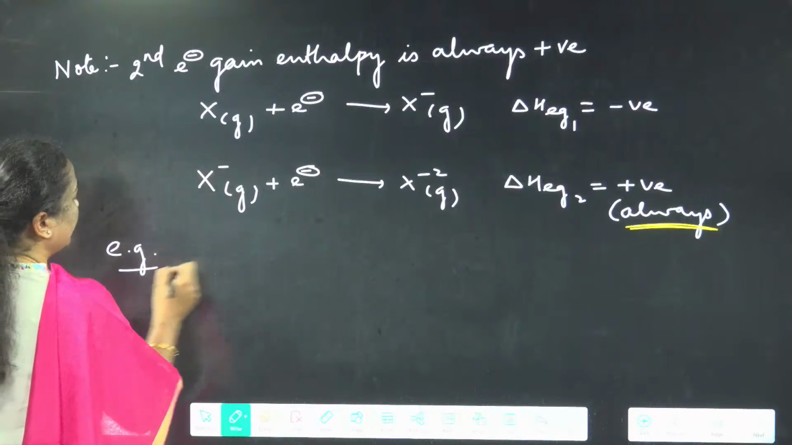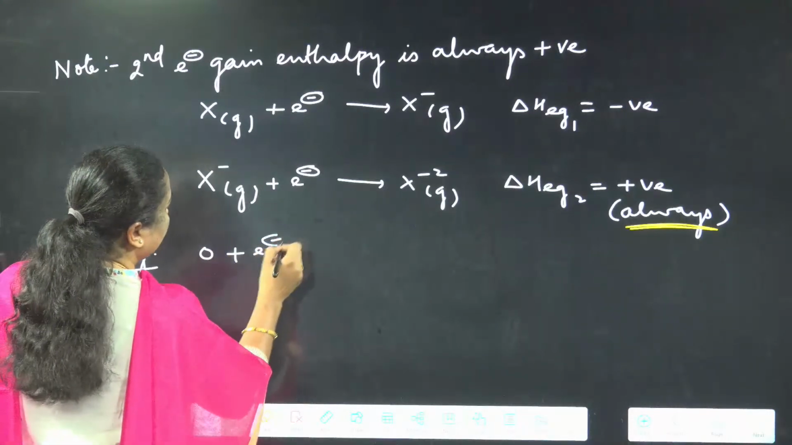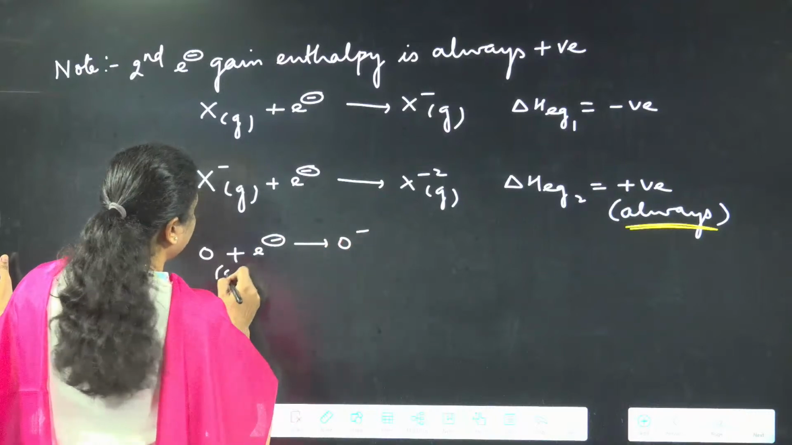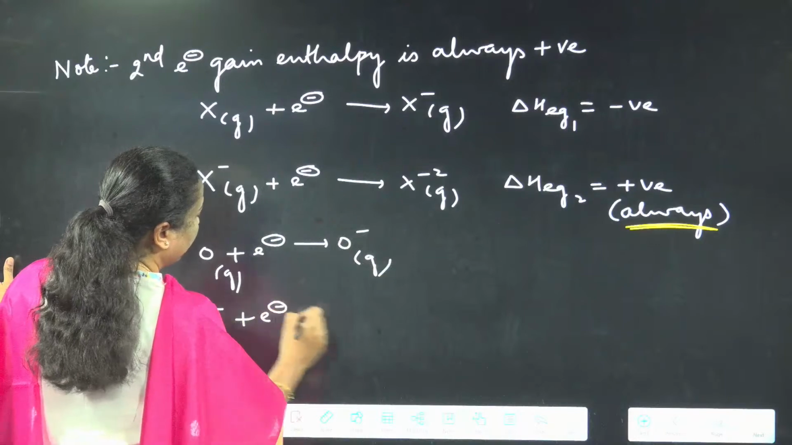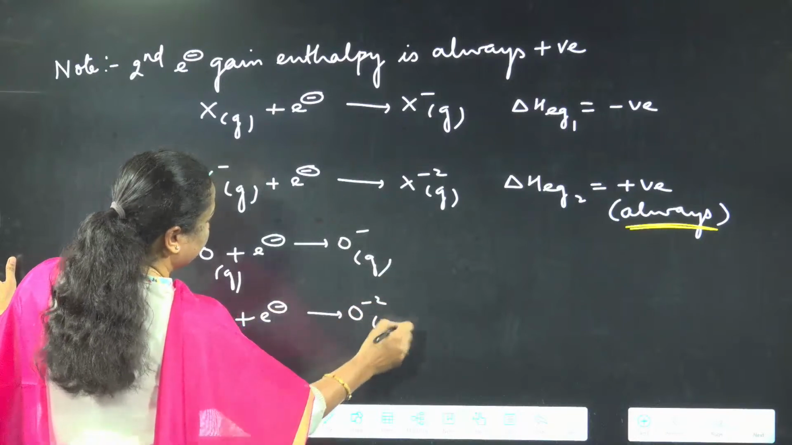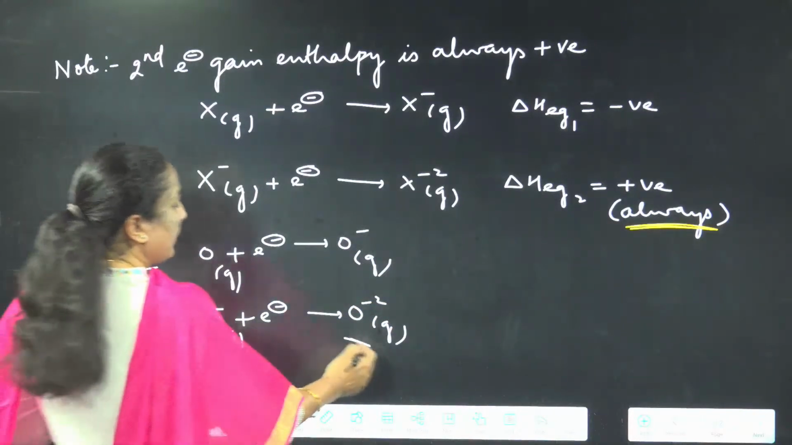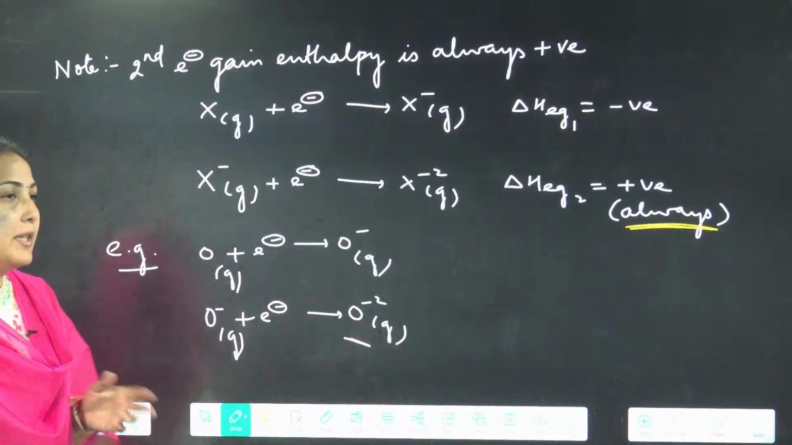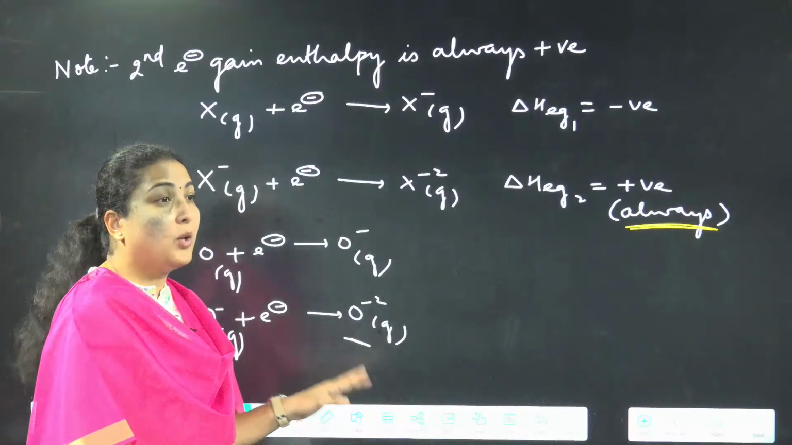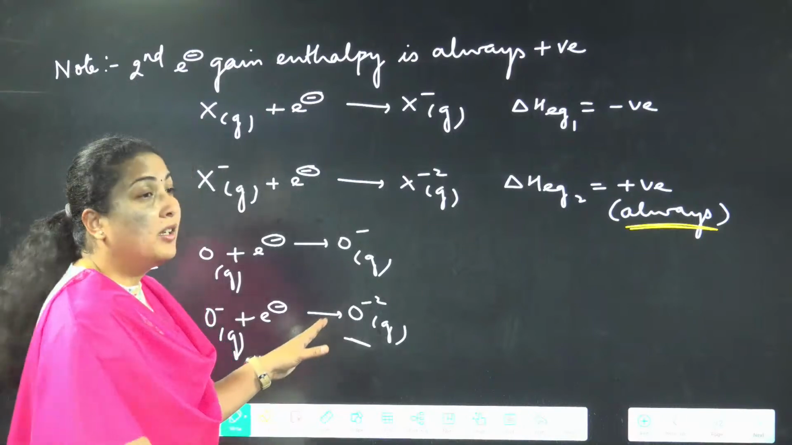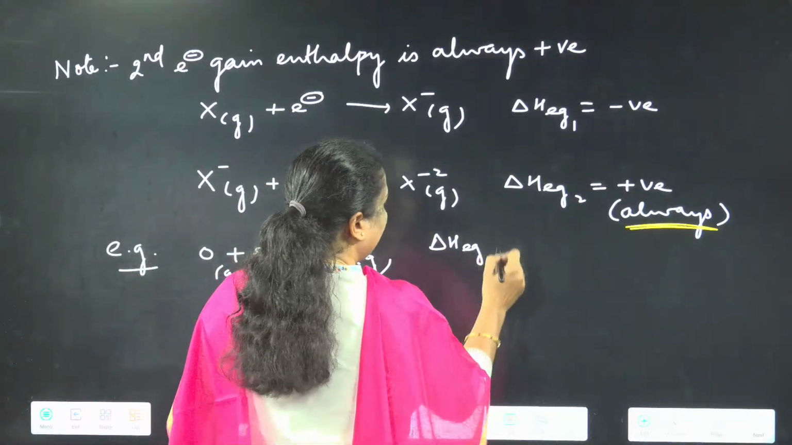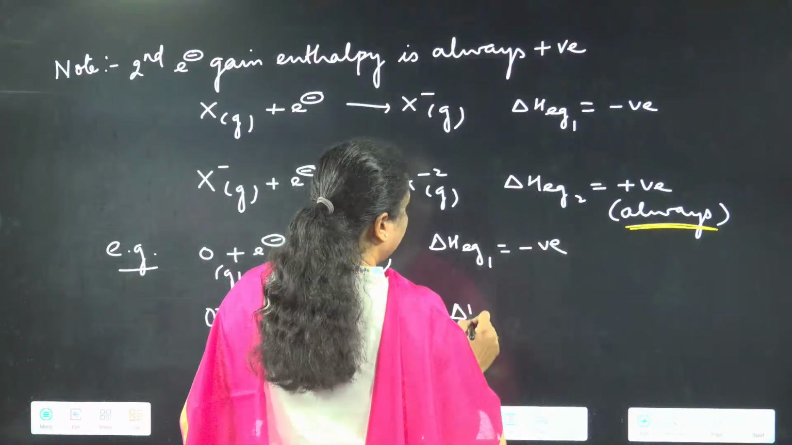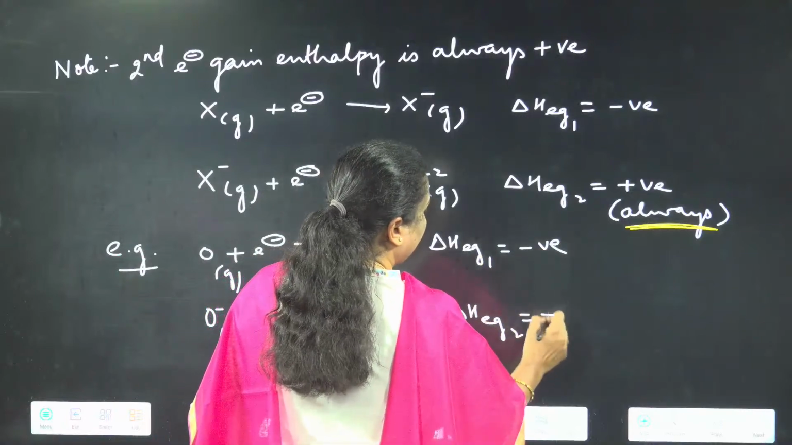So you may feel like, suppose you have O to O minus. This is a very common question. O plus electron gives O minus, and then O minus plus electron gives O minus 2. You might feel, ma'am, O minus 2 has a stable configuration, so how come it has a positive electron gain enthalpy? You will see that here delta Eg1 is negative and delta Eg2 is positive.